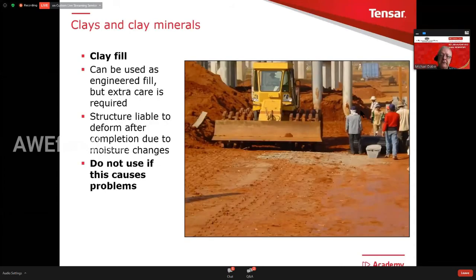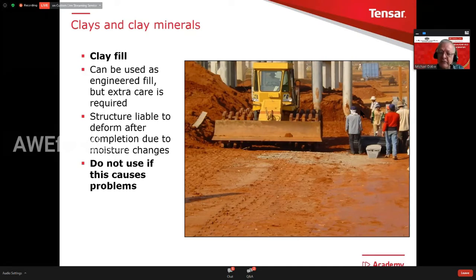In many situations, of course, we're going to use clay fills, upper highway embankments and so on, often for reinforced soil structures as well. We need to be aware that, in particular, some clays can suffer a lot of volume change, say from wet seasons to dry seasons. So they can change their volume, which means that they will deform. And if this is a problem, then maybe they're not such a good one to use in some situations. So you need to be aware of that when we look at clay fills.